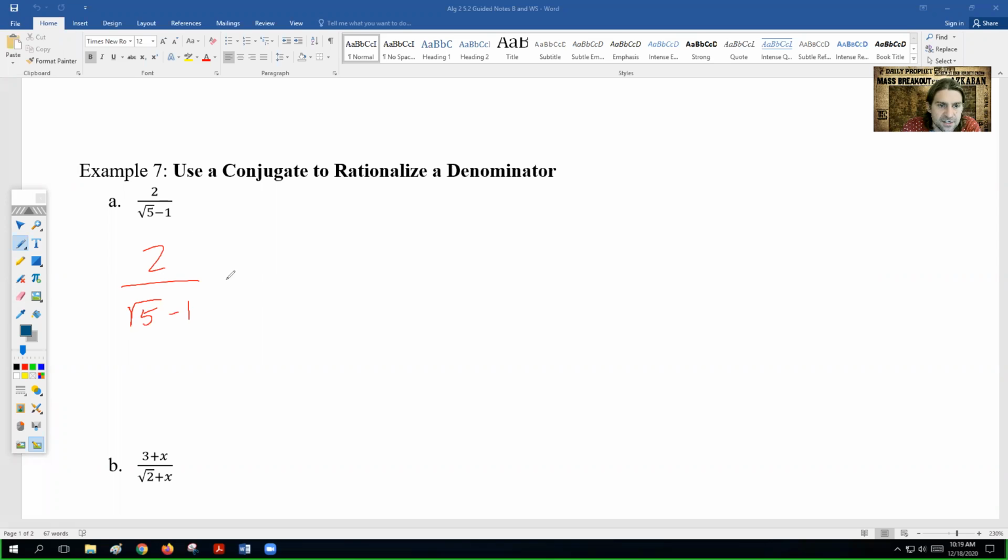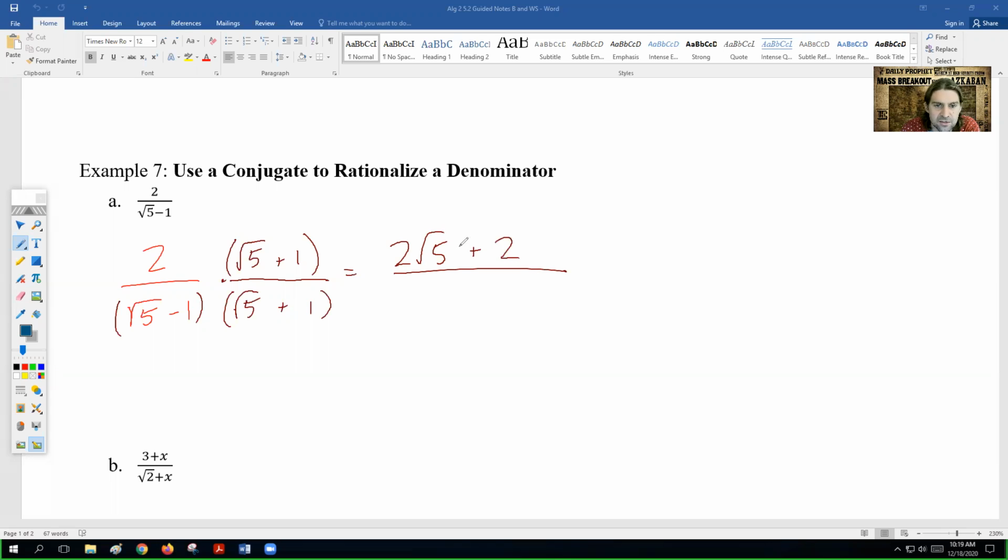Now the conjugate is a similar expression to the denominator, so we got a radical 5 and we got 1, but it's going to be the opposite symbol in between. We're going to put a plus in between, and we got to do that on the top and on the bottom. So let's take care of the top. The top is a little bit easier. 2 times radical 5 is 2 radical 5, plus 2 times 1 is 2.